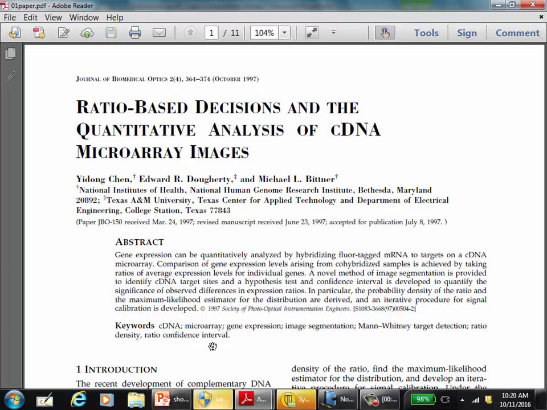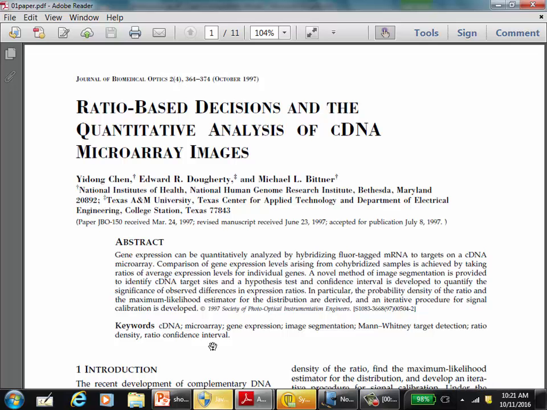In this paper, the title is Ratio-Based Decisions and the Quantitative Analysis of cDNA Microarray Images. This is the first paper that carried out image analysis on these microarray images. So let's first look at the abstract to get the big picture, and then I'll start going through the paper.